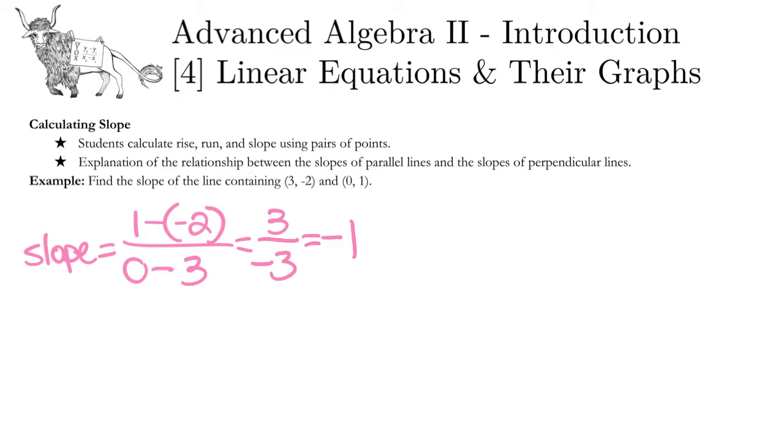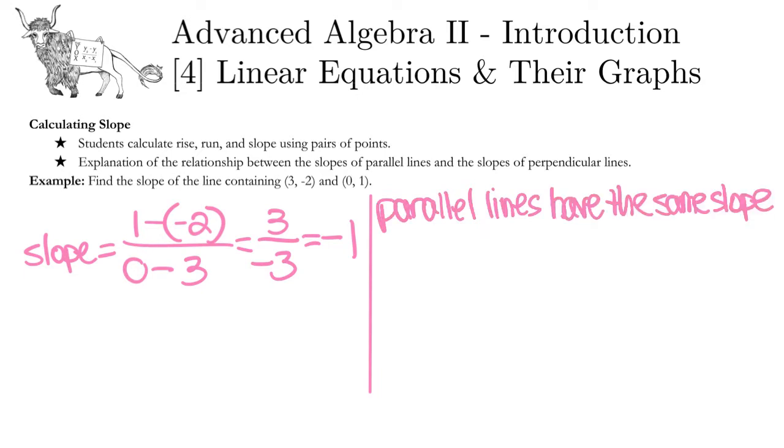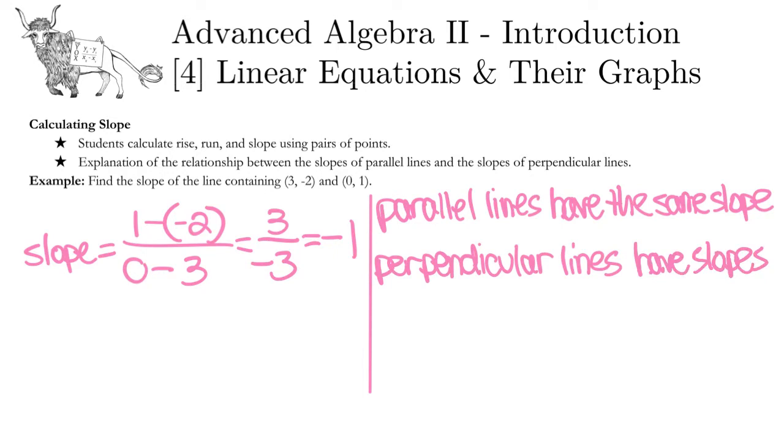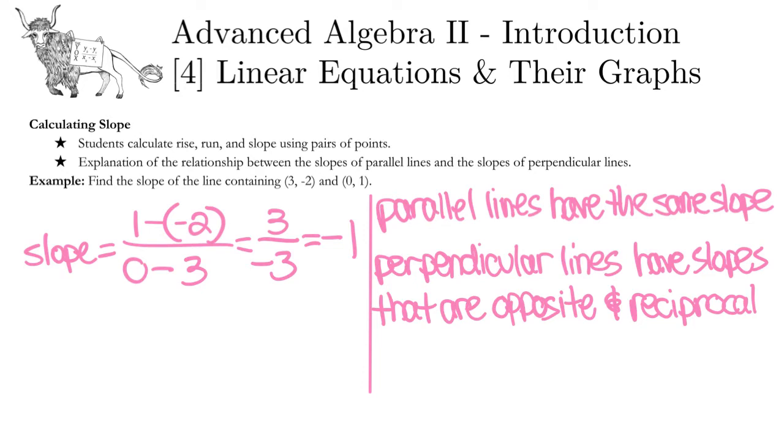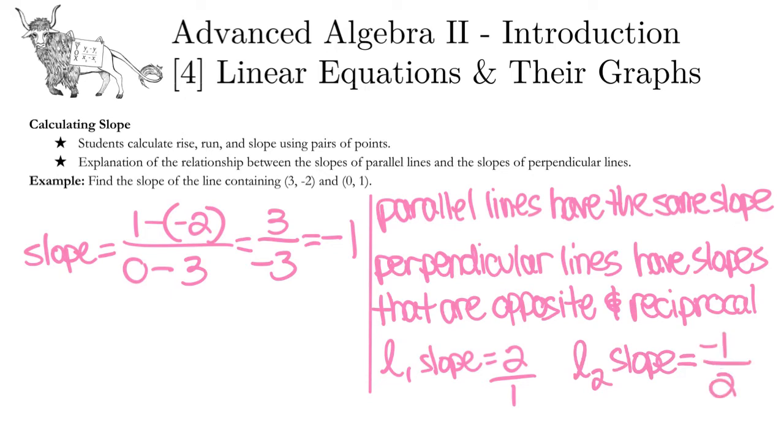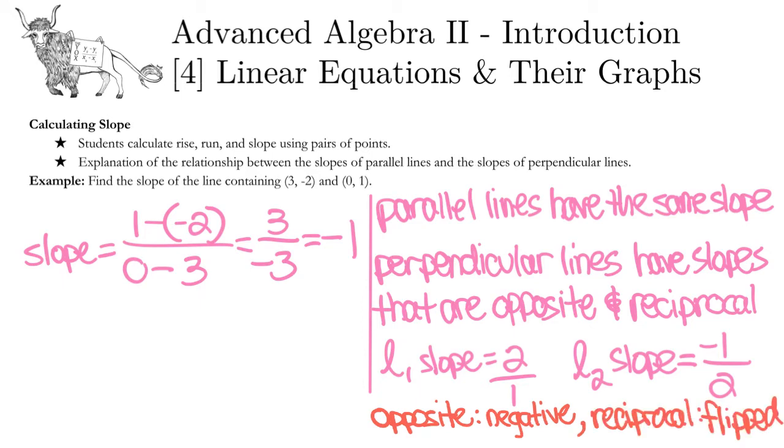I have 2 more thoughts to share with you. The first one is parallel lines have the same slope. And the second one is perpendicular lines have slopes that are opposite and reciprocal. So if line 1 had a slope of 2, which is the same as 2 over 1, and line 2 was perpendicular to line 1, then line 2 would have a slope of -1/2. It's opposite, meaning the negative version of it, and reciprocal, which is the fraction flipped upside down. One other way to think of perpendicular lines is the product of their slopes is -1.